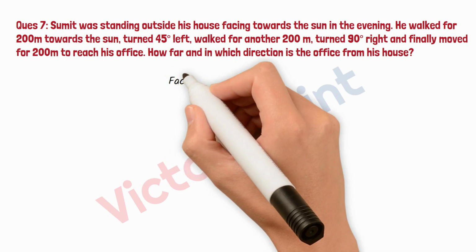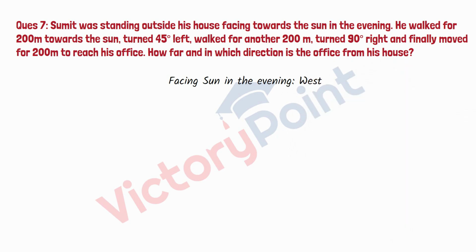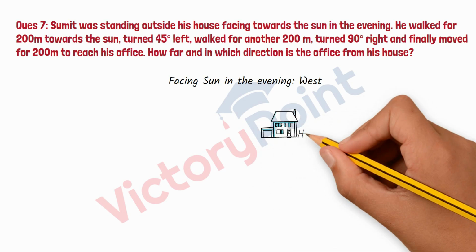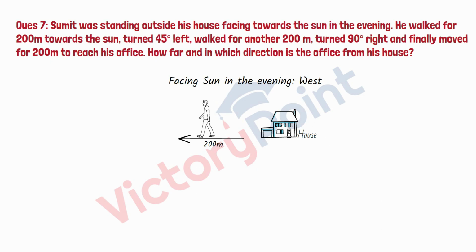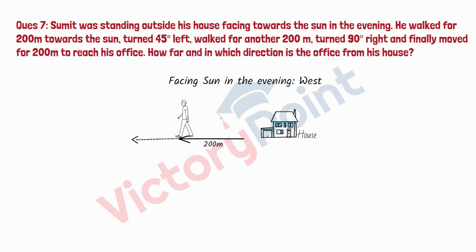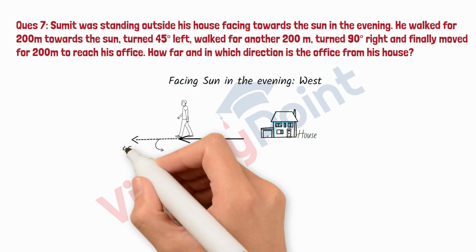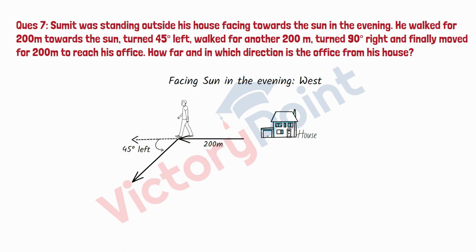Now Sumit is facing the sun in the evening. So in the evening, sun is towards west. So the direction in which Sumit is facing is west direction. Now in this direction, Sumit is walking 200 meters. He walks 200 meters towards west. Now he is taking 45-degree left. So this was the original direction. From here he is taking 45-degree left, and now he will traverse in this direction.